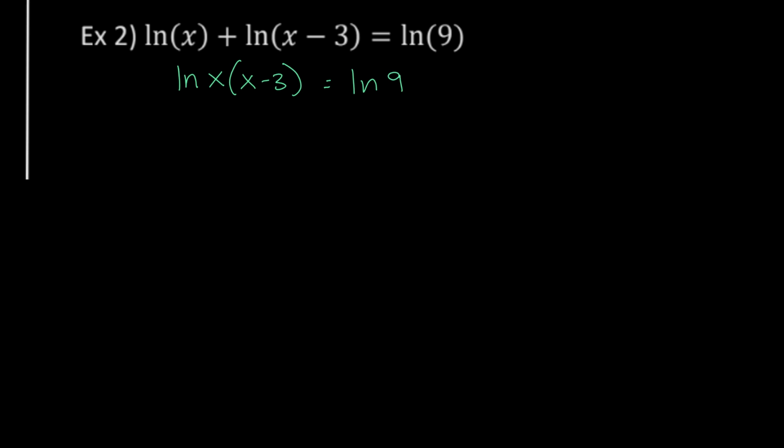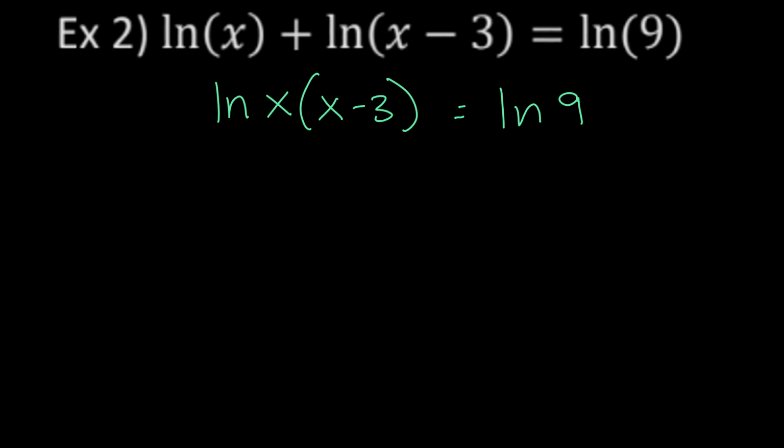So now do we have a log set equal to a log? Yes, we do. So what happens? You can cancel, and it's just x times x minus 3 set equal to 9. Now, what do we have to do next here?